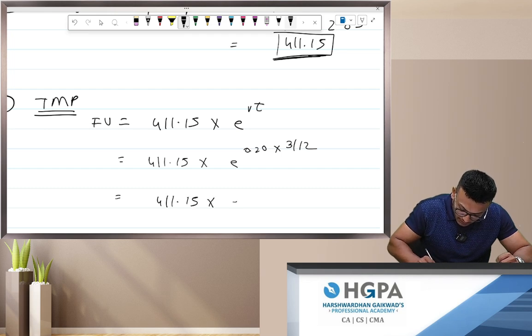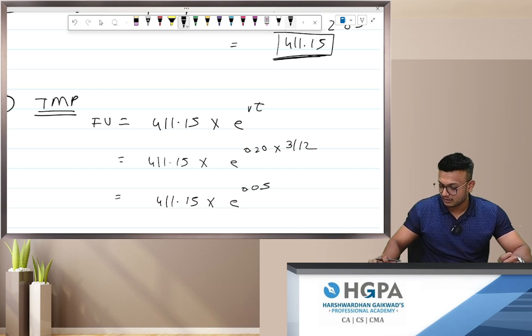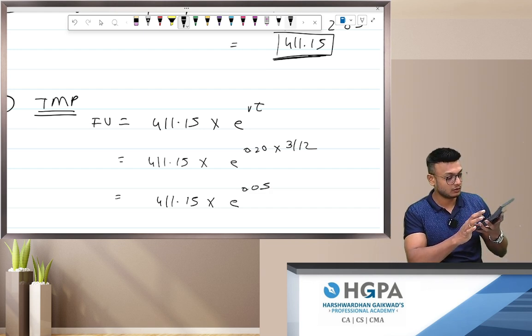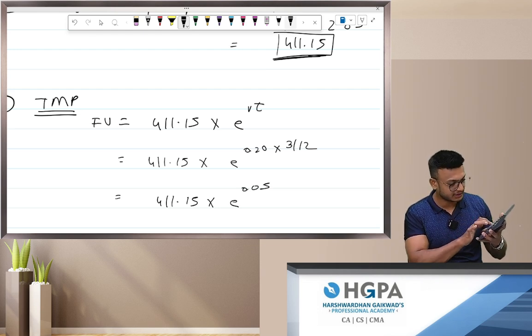411.15 into e raised to 0.05, that is 2.7183 raised to 0.05, minus 1, into 0.05 plus 1, is equal to... now into is equal to 12 times 1 2 3 4 5 6 7 8 9 10 11 and 12. I hope I've gone wrong somewhere, but we'll see.